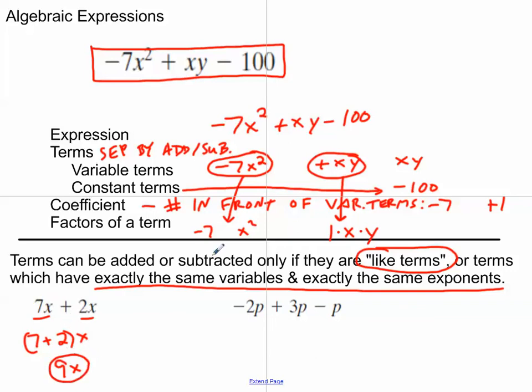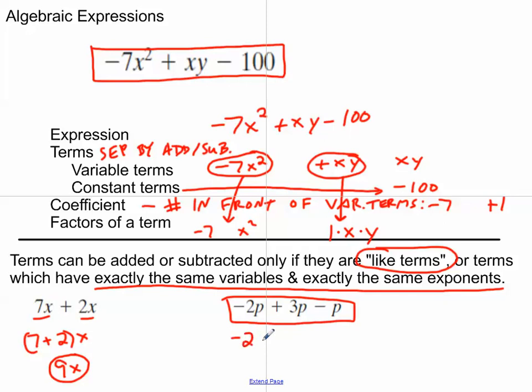If we are talking about this expression over here, that's an expression. An expression is a collection of terms. So there's our expression, a collection of terms separated by addition and subtraction. Are these like terms? Like terms have exactly the same variables and exactly the same exponents. So there's a p to the first, a p to the first, a p to the first. These all three are like terms because they have exactly the same variable to exactly the same power.